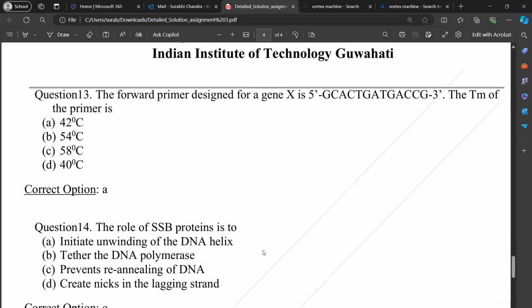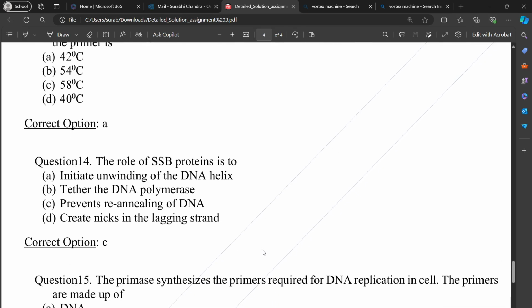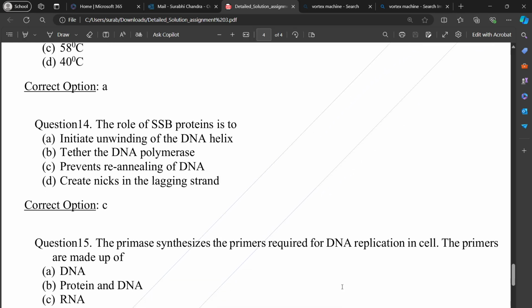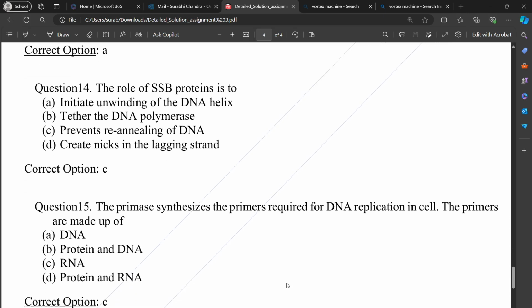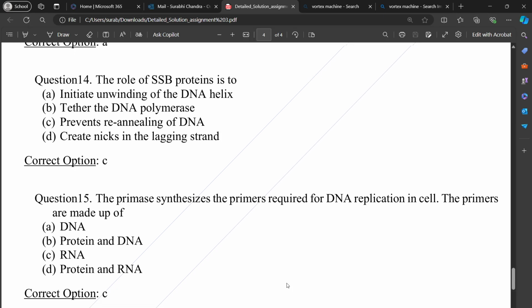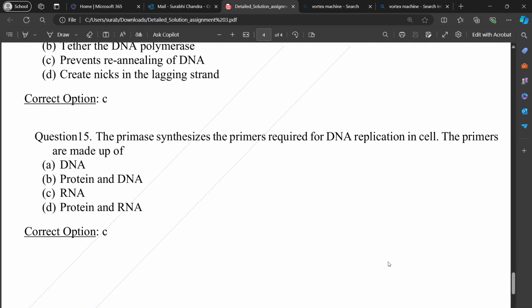Now the role of SSB proteins is to, yes, good. Option C. And the primase synthesizes the primers required for DNA replication in cells, and the primers are made up of what? No, only RNA. Option C, because it needs just the nucleotides, and then it will subsequently add the dNTPs. All right.